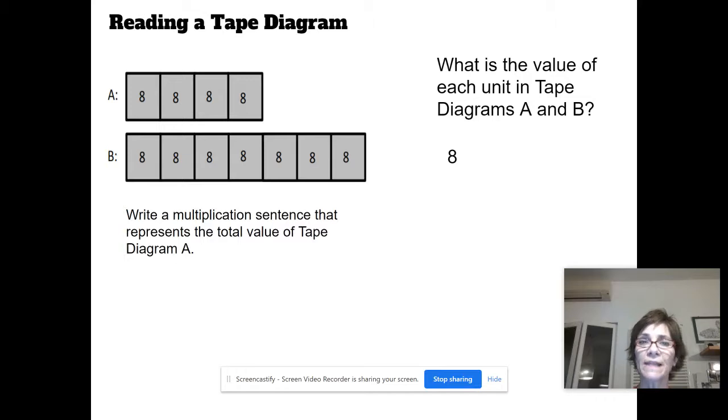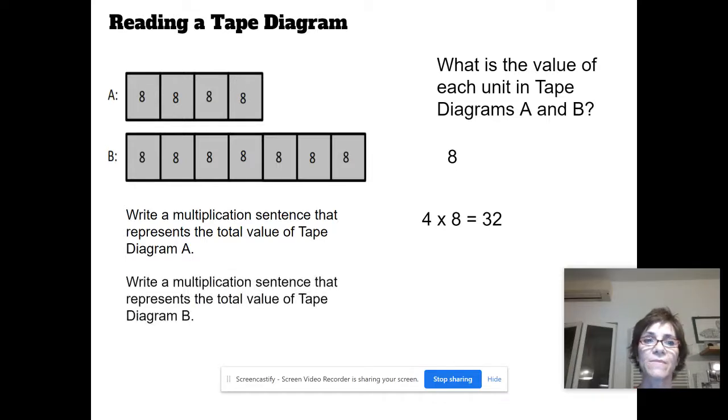So write a multiplication sentence that represents the total value of tape diagram A. The total value of this tape diagram. Write a multiplication sentence. Okay. So if you wrote 4 times 8, you are correct. You see there's 1, 2, 3, 4. So 4 times 8 equals 32. Okay, go ahead and do the same thing for B. Tape diagram B, write a multiplication sentence. You can pause the video. If you wrote 7 times 8, which is 56, you are correct.